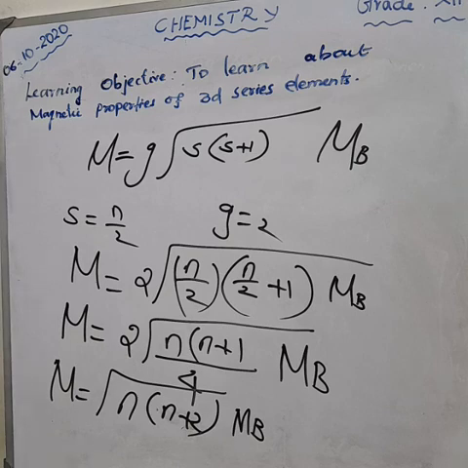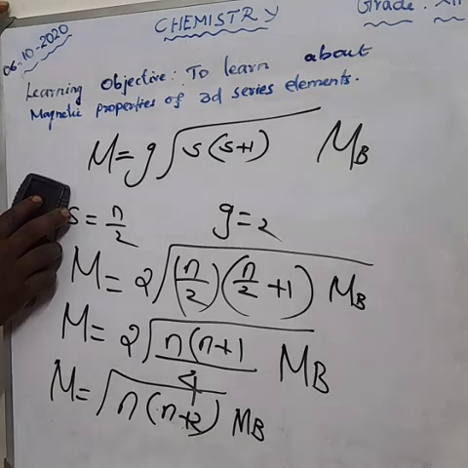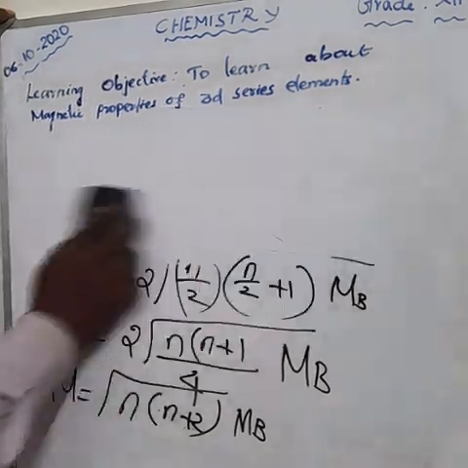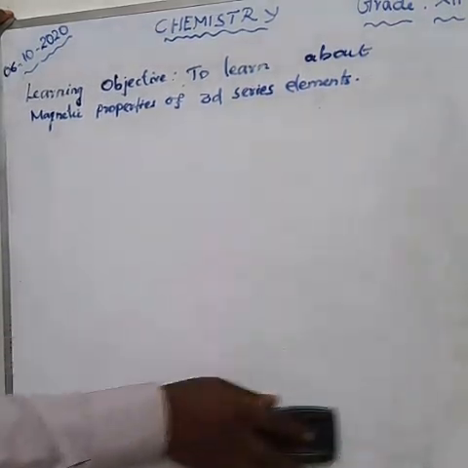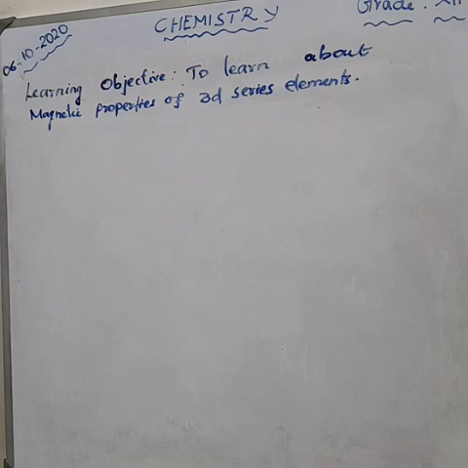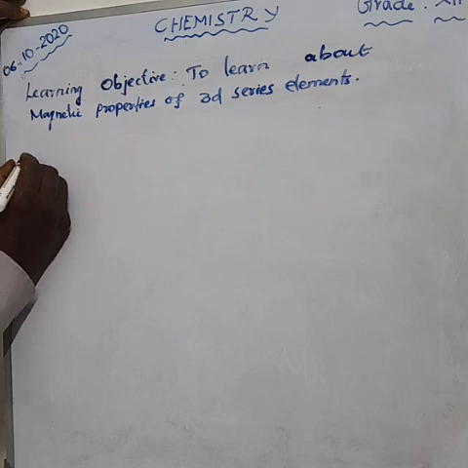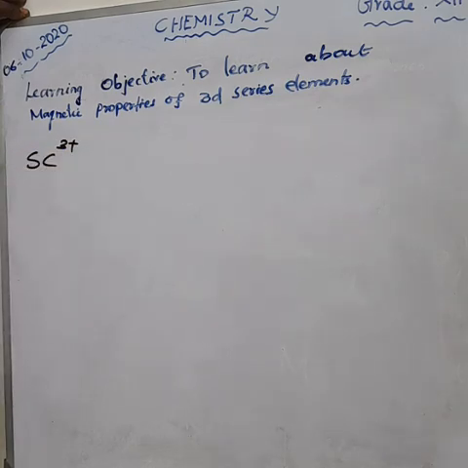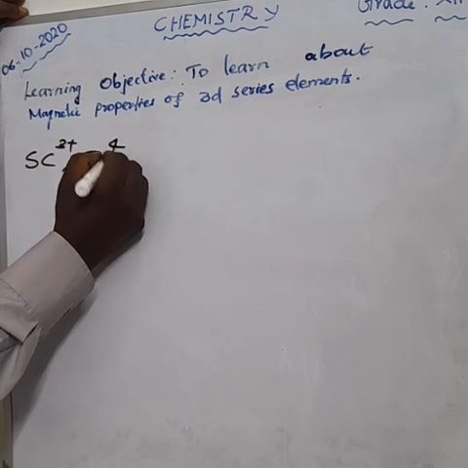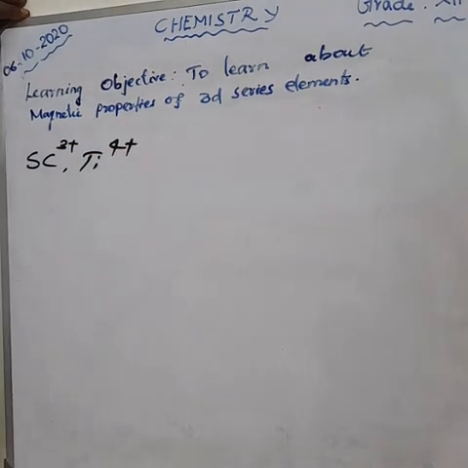Next, how can you calculate the d configuration of an ion of the 3D series? These are one-word questions: calculate the configuration for a 3D series ion. For example, Sc3+, scandium, loses 3 electrons, titanium loses 4 electrons, that is Ti4+, and also vanadium, V5+.